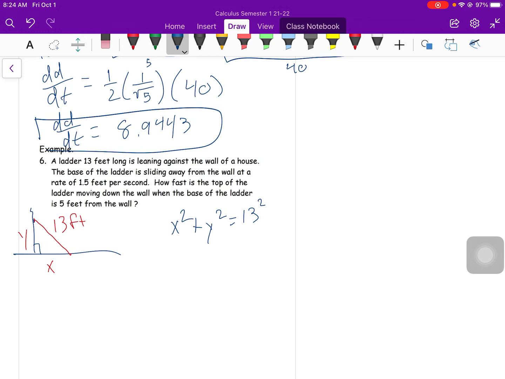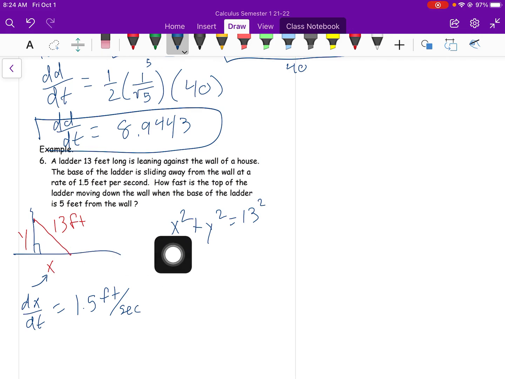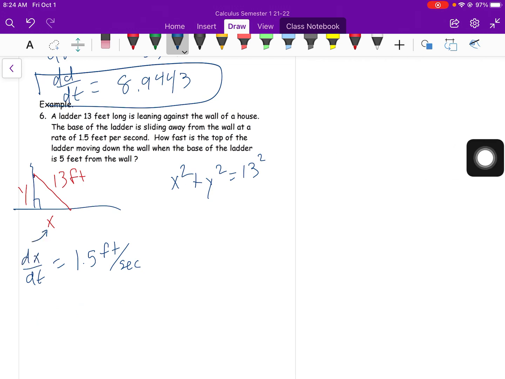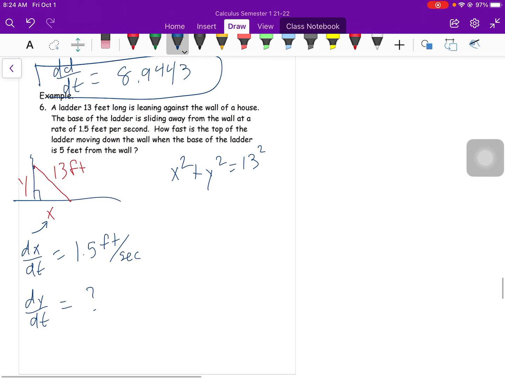It says the base of the ladder is sliding away from the wall at a rate of 1.5 feet per second. The base is going to be x, so the rate of change of x is going to be dx/dt, and we're going away 1.5 feet per second. As this base slides out, x is going to get larger, so that's why it's positive. So I should be assuming that whatever I get for dy/dt is going to be a negative, because as the ladder slides away from the wall, the top is not going to be as high on the wall, so that y value should shrink. And I know that x is going to be 5 feet, because that's what it's asking for specifically.